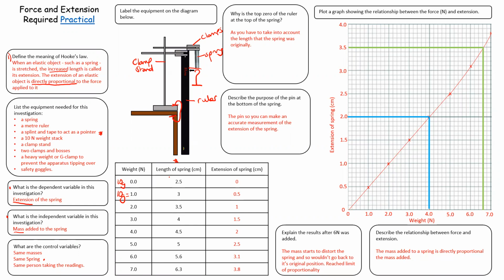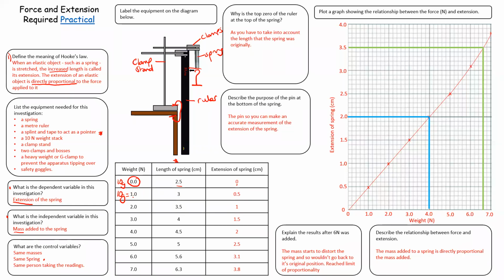Okay. So when you're recording your results, you must always do a 0 reading. That's basically the length of the spring when it's coiled up. And that's 2.5 centimeters here, and the extension is obviously 0 because there's nothing pulling it.